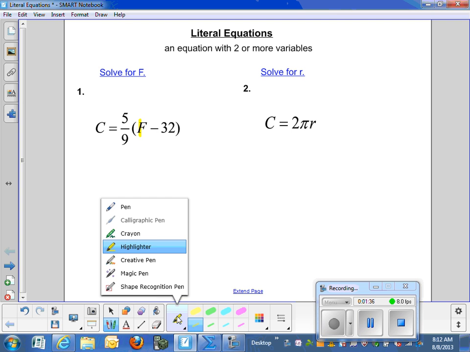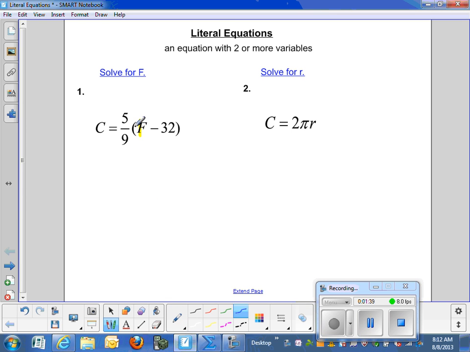So we need to undo all these operations, take the inverse. First of all, it's multiplied by 5/9 and it's got 32 subtracted from it. Since these are in parentheses, we first need to isolate this. So we need to get rid of the 5/9. So if we multiply each side by the reciprocal, 9/5, that would give me 9/5 C on the left is equal to, well, 5 over 9 times 9 over 5 is 1, F minus 32.